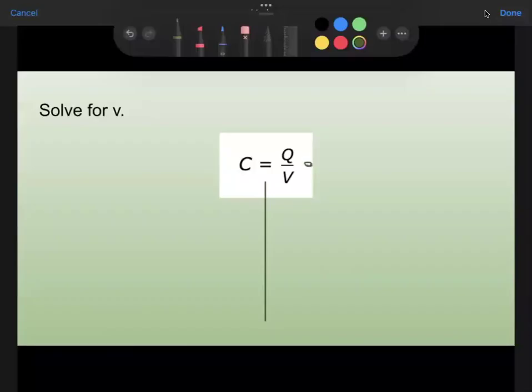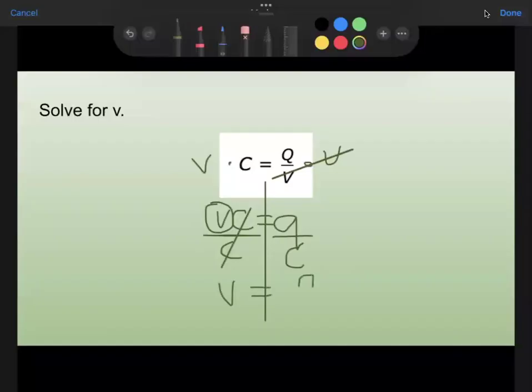Because if I multiply this times v and this times v, these cancel and I get q over here equals v times c. Well, now I can solve for v by dividing both sides by c. And then those c's cancel out. So I had to do a little bit of an extra step to get that v off the bottom and to the other side. But v is now by itself, and it equals q divided by c.